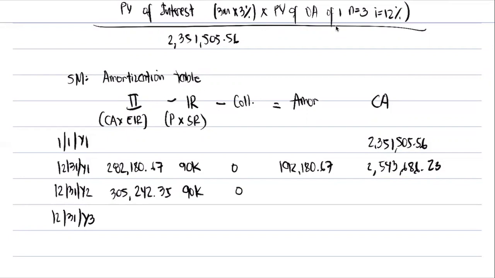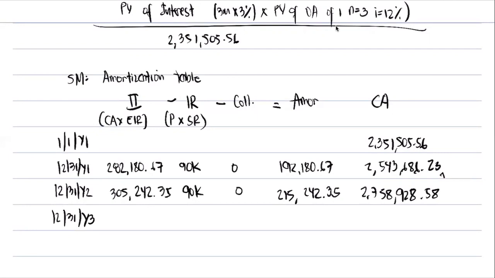So 305,242.35 less 90,000 will give us 215,242.35. So to compute for carrying amount, it is equal to initial carrying amount plus the amortization. So 2,543,686.23 plus 215,242.35. So we have here 2,758,928.58. Next, we continue on December 31, year 3.